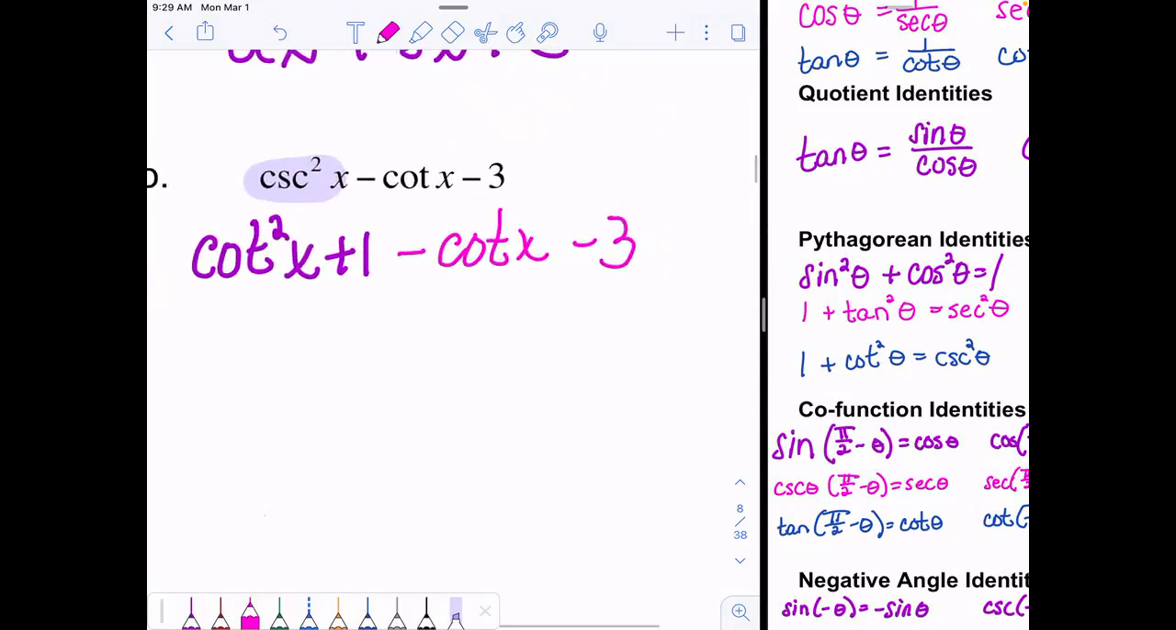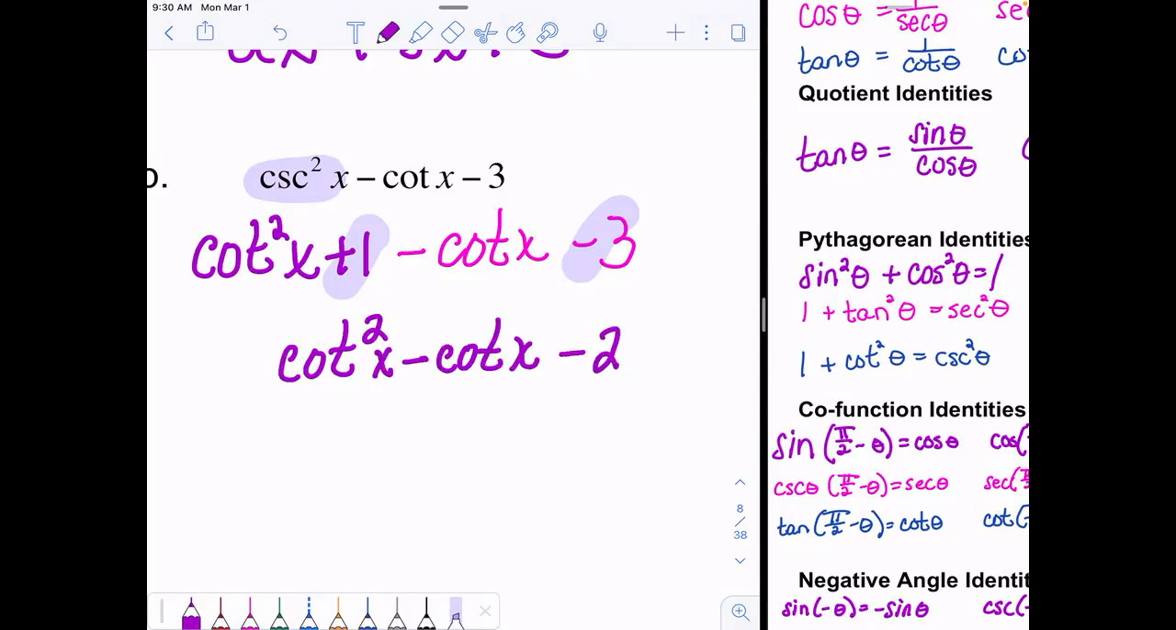Hannah, what do you think you would do next to them? Yeah, we're going to do some grouping here. But before we get to that, let's add the two numbers together, because there's a plus 1 and a minus 3. So now I have cotangent squared minus cotangent, and now it's minus 2. So we're still going to factor it, but you can't factor it until you have the same function in the equation or in the expression.